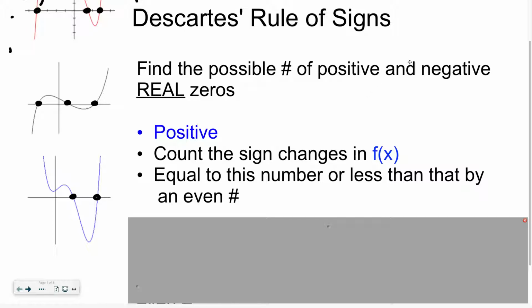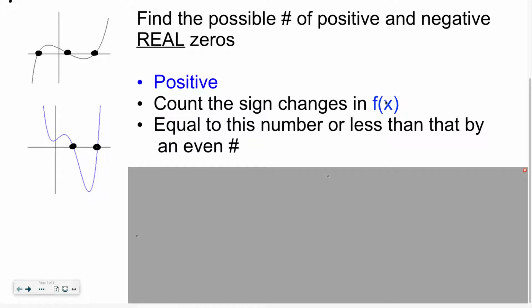Okay? So, now that only does positive real zeros, but we want to know about these zeros on the other side of the x-axis, right? The negative real zeros. So we have to change things up a little bit, okay? The rule is going to sound very similar, but there's one key difference.